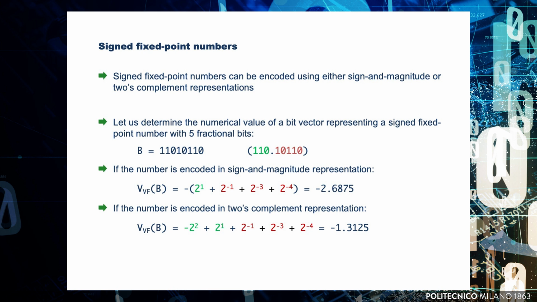In the 2's complement representation, if the most significant bit is 1, then it has negative weight, equal to the corresponding power of 2 with a minus sign. This contribution is then summed with the remaining positive weight terms, computed as usual. The resulting value is minus 1.3125.